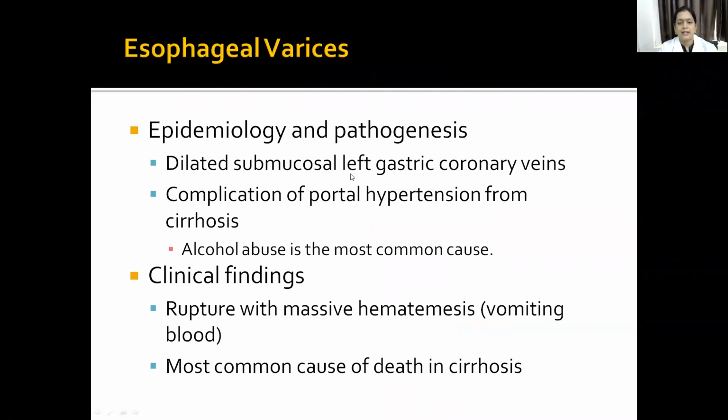Dilated submucosal left gastric coronary veins with complication of portal hypertension from cirrhosis, alcohol abuse is the most common cause. Just remember that. And then clinical findings, rupture with massive hematemesis is the most common cause of death in cirrhosis. So I told you this is a medical emergency, the variceal rupture, right?